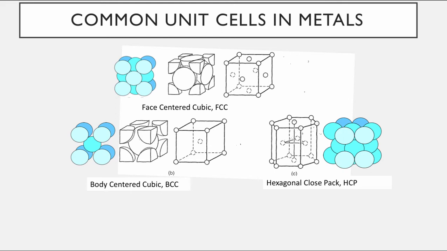Now, both face-centered cubic and hexagonal close pack are configured in the densest configuration possible for a unit cell and take up 0.74 or 74% of the volume available.